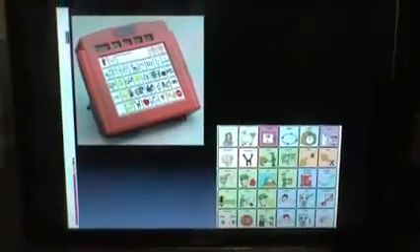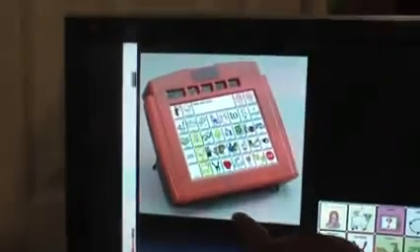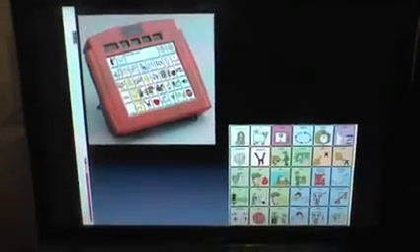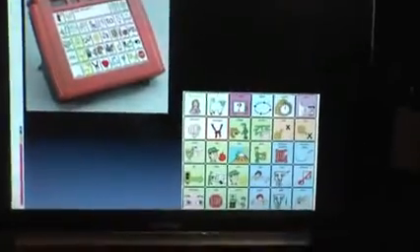As you can see here, this is a communication device. It's a communication board. Over here is what is inserted inside the device. A child usually uses this throughout the day, and they will press on the picture that they want to indicate what they need.